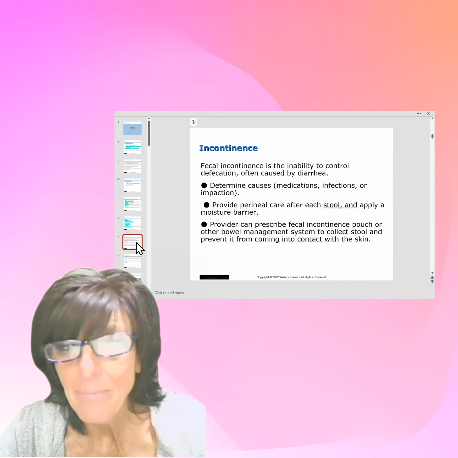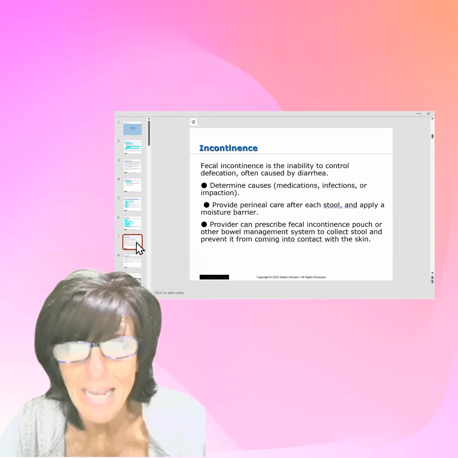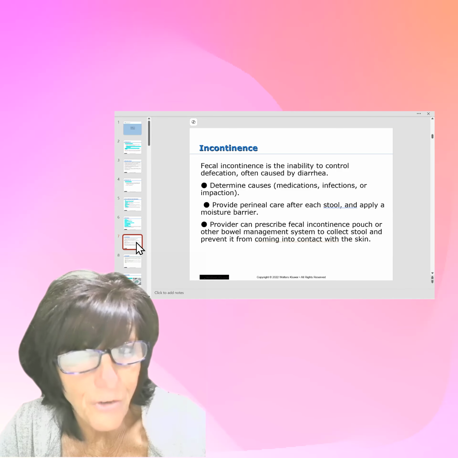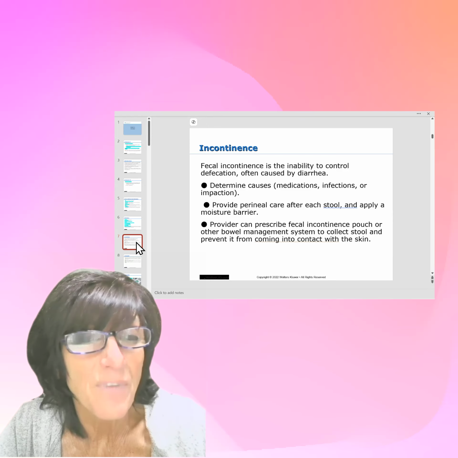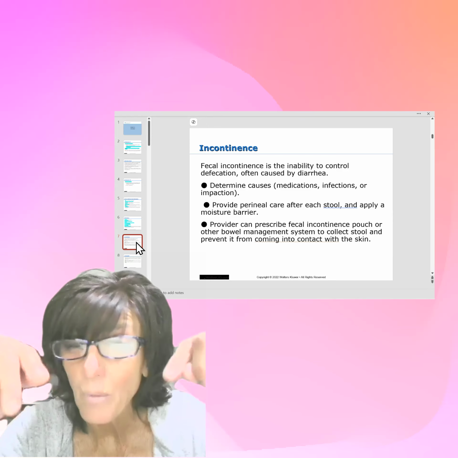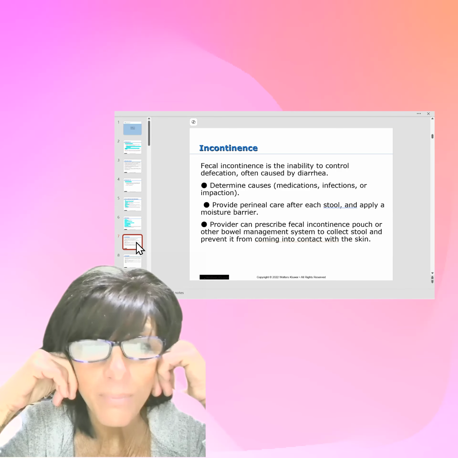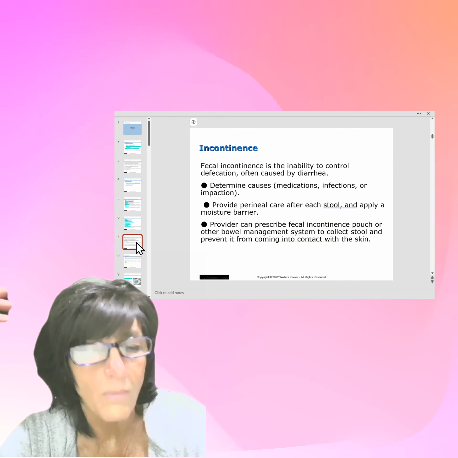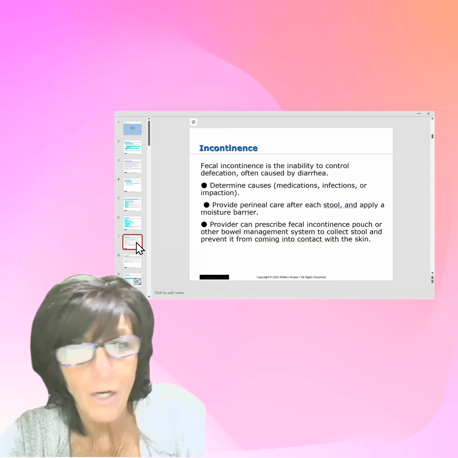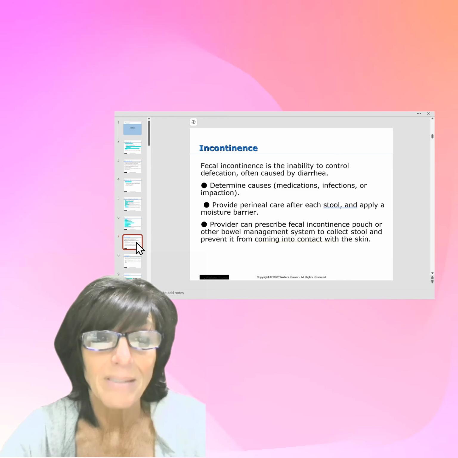Incontinence. That can happen for a lot of reasons. That means the inability to control defecation. Usually diarrhea can do it, but medications can do it. Infections can do it. If someone has a fecal impaction, they'll have loose liquid stool and sometimes can't hold it. If they are incontinent because of a cognitive disease like Alzheimer's or one form of dementia, provide perineal care as quickly as possible and use a moisture barrier so their skin doesn't break down.